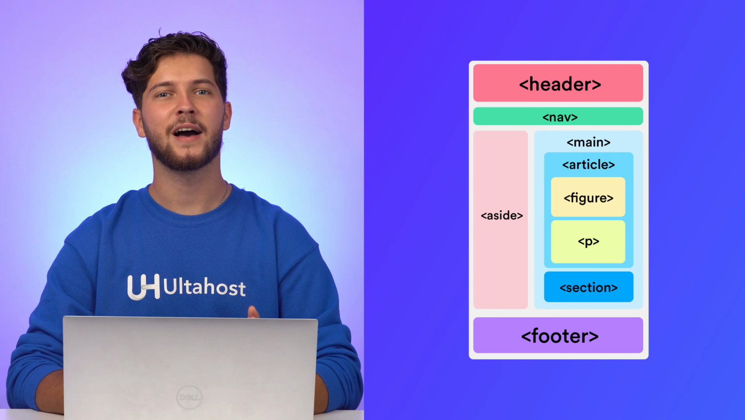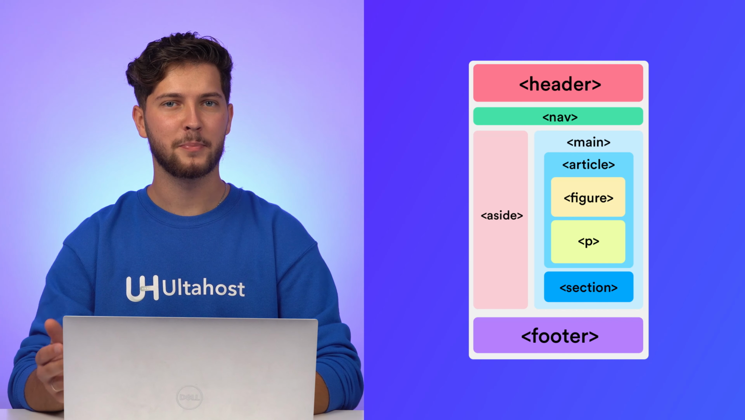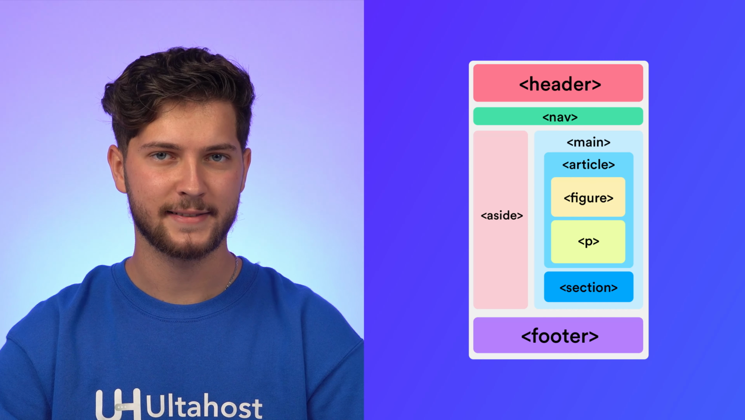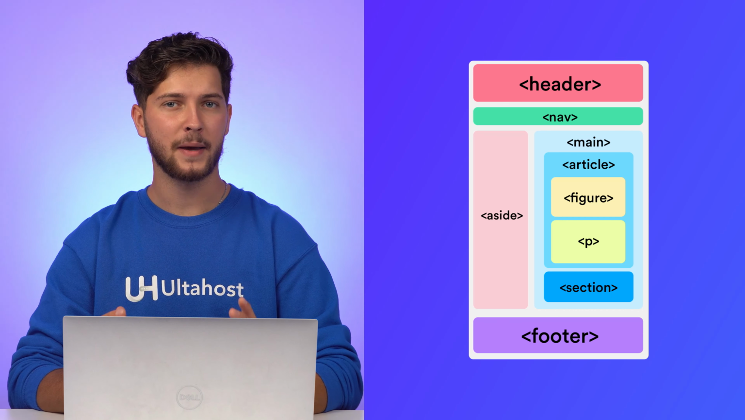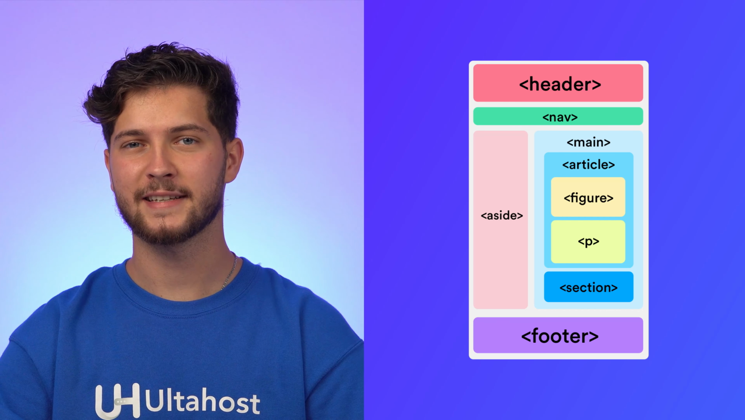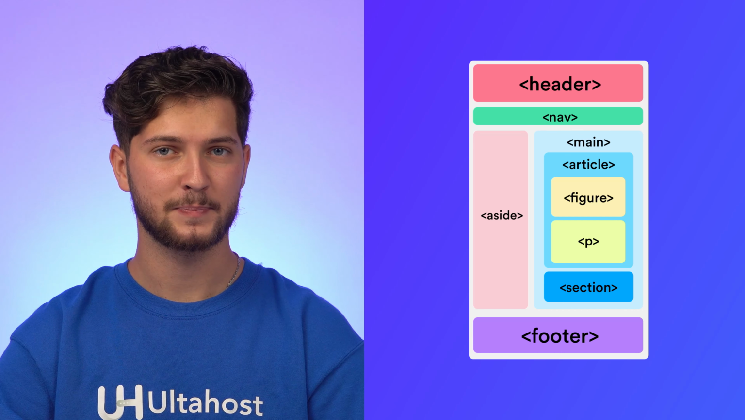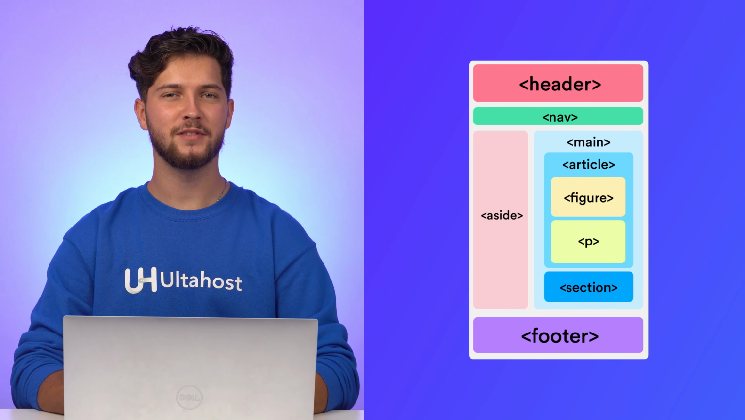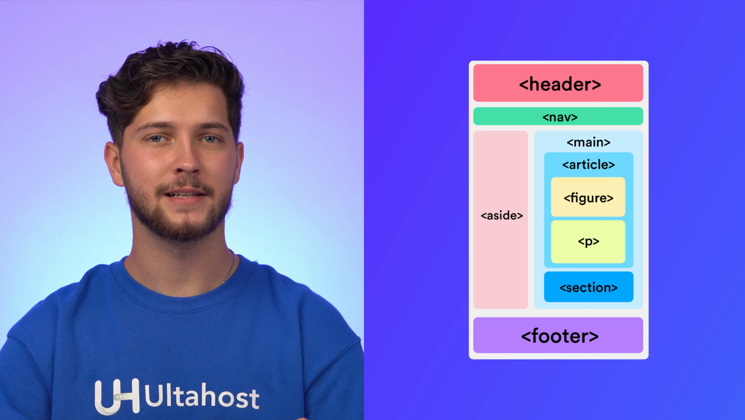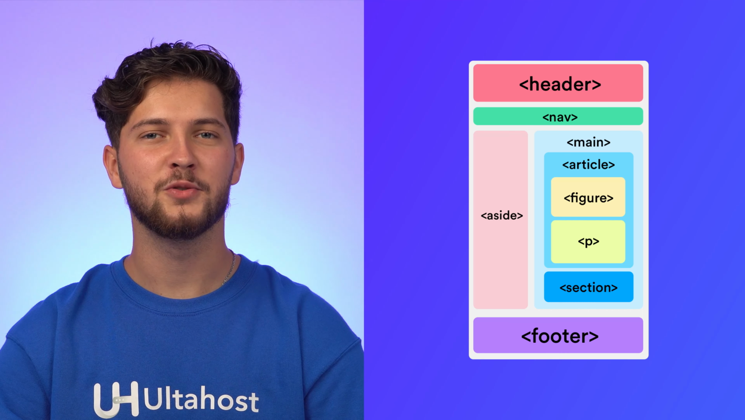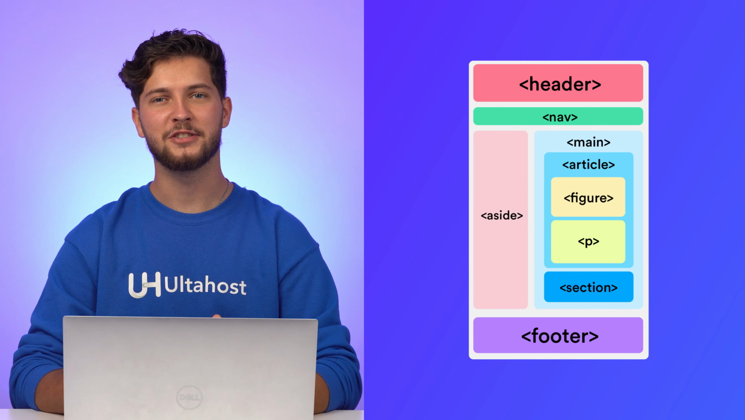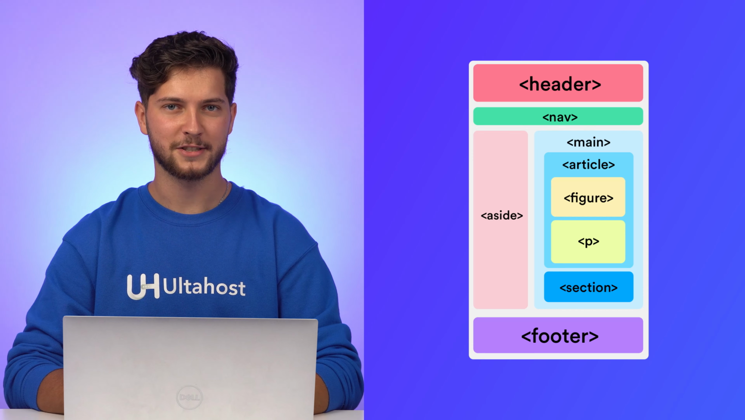Header element defines introductory content of a page or section. Nav element is used for navigation links. Main element contains the main content of the page. Article element defines content that can stand independently. Section element groups nearby content with similar themes. Aside element contains less important content, often used for sidebars. Footer element is placed at the bottom of a page for context and copyright information.